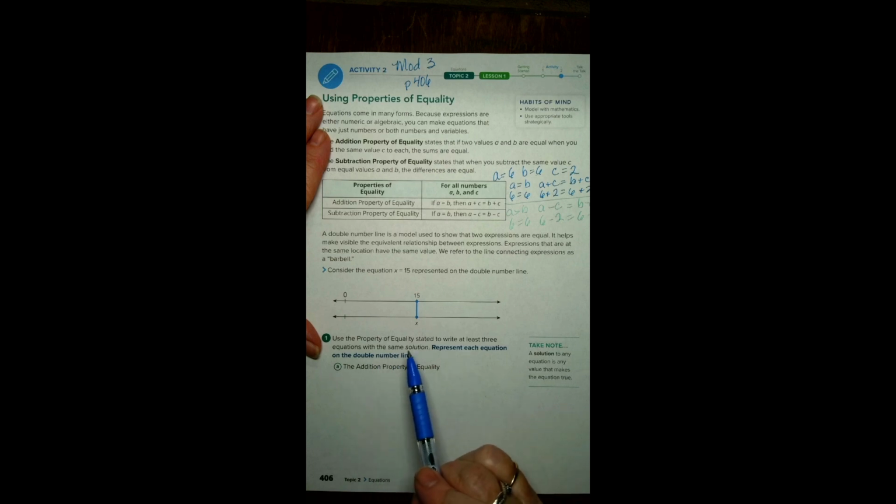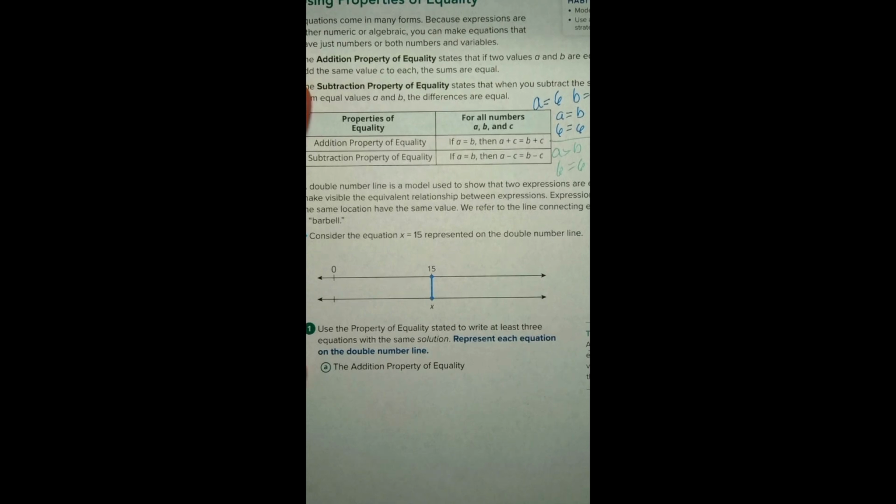It says use the property of equality stated to write at least 3 equations with the same solution. And over here, a solution to any equation is any value that makes the equation true. So we are to write 3 different equations with the same solution.